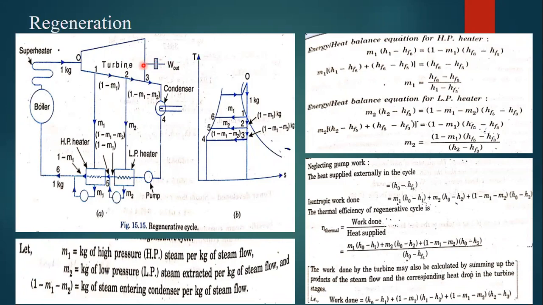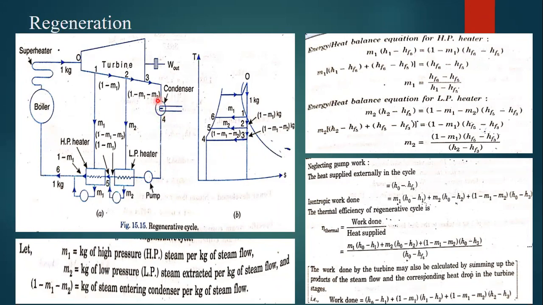And after that, how much steam is going to get into the condenser? This much: 1 minus m1 minus m2 kg of steam is going to get into the condenser, and there will be some phase change here because of heat transfer between the steam and the water from a cooling tower. There will be heat transfer within the condenser, and the phase change happens at constant pressure, right?